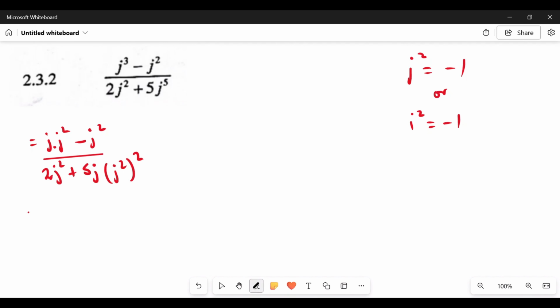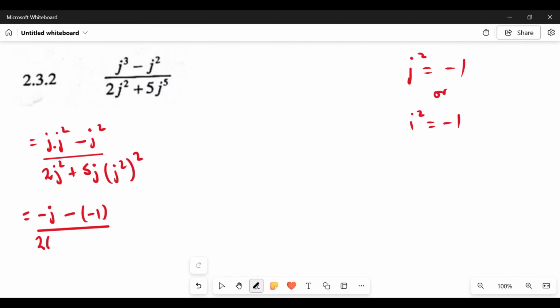So let's continue. If you look at the first term on the numerator, we know that j squared, or i squared, is equal to -1. So it's like -1 multiplied by j. This is going to be -j. There we go. Minus 1. Right, this j squared, divide by.